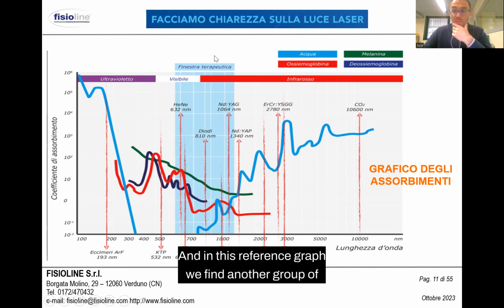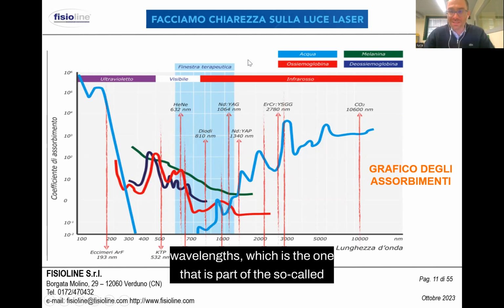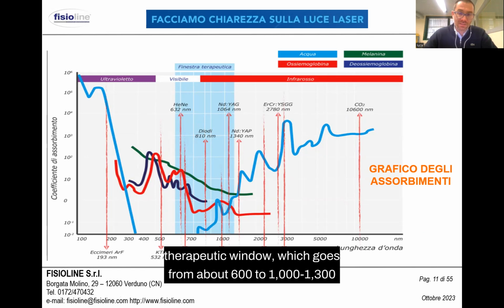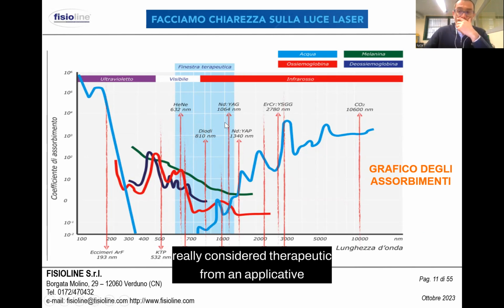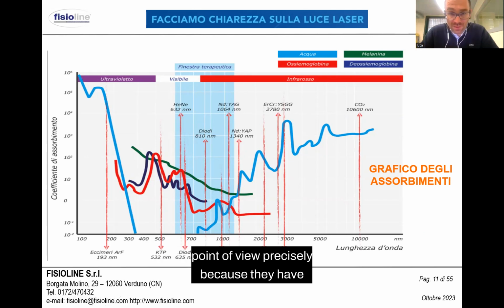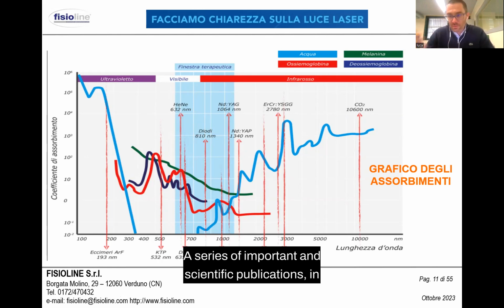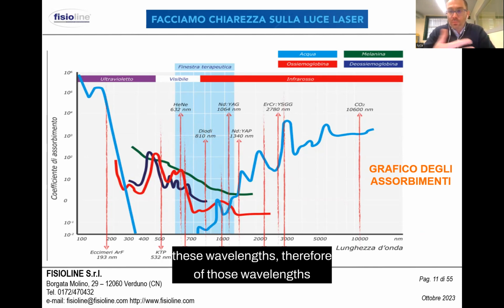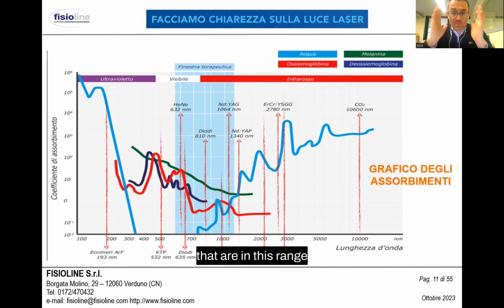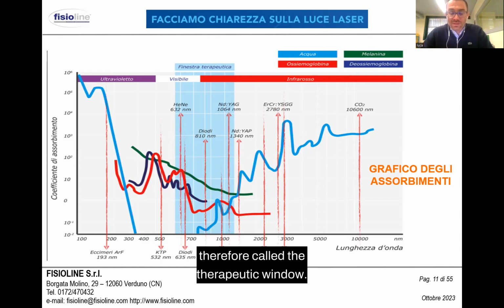And in this reference graph we find another group of wavelengths, which is part of the so-called therapeutic window, which goes from about 600 to 1000 to 1300 nanometers. That is, a whole series of wavelengths that are really considered therapeutic from an applicative point of view, precisely because they have a series of important scientific publications, in many journals, which attest to the therapeutic quality of the wavelengths in this range. Therefore it is called the therapeutic window.